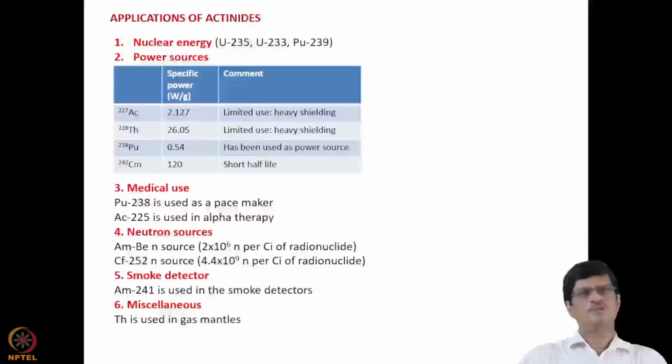Neptunium-237 is there in the radioactive waste, that is the high level liquid waste, and there is a proposal in different countries to separate the neptunium-237 radionuclide from the high level waste and irradiate it in a reactor to get plutonium-238, which can be used as a power source.